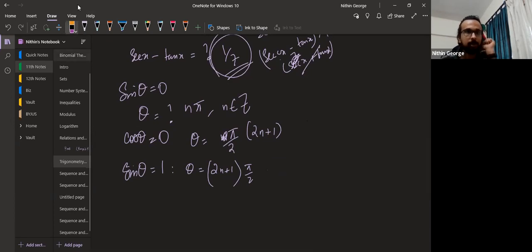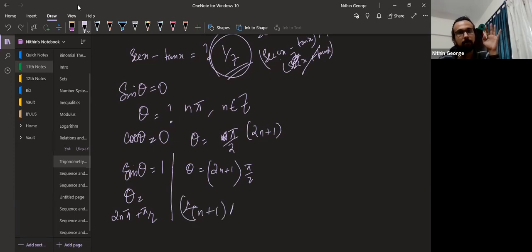So this is what we're concerned with. Theta will be 2n pi plus pi by 2. In other words, you'll neatly write it as 4n plus 1 pi by 2. This is for sine theta equal to 1. It's good to remember this, but if you get the logic, you're good enough. Any multiple of 2 pi plus pi by 2. Any doubts here?